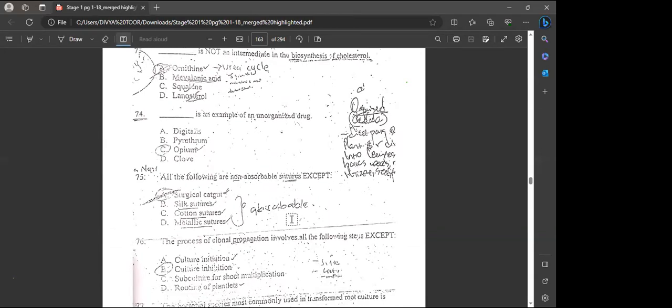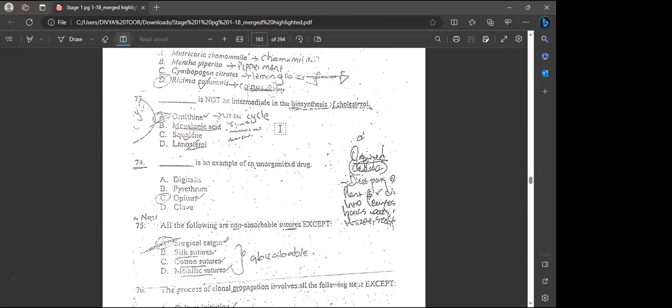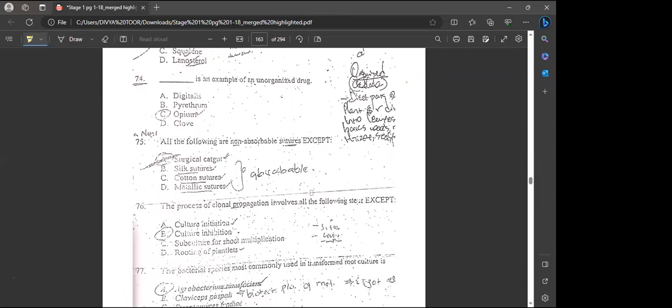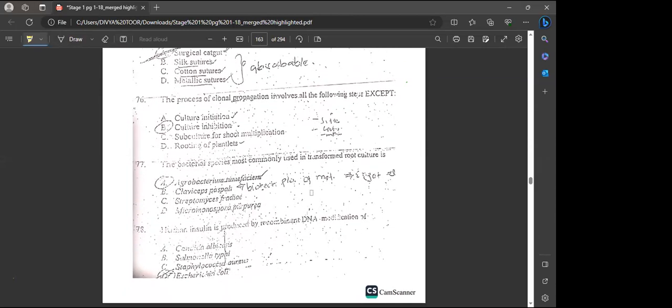Biosynthesis of cholesterol. Ornithine. Yeah. Okay. Non-absorbable switches. Nope. Human insulin is produced by recombinant DNA modification of E. coli, yeah.